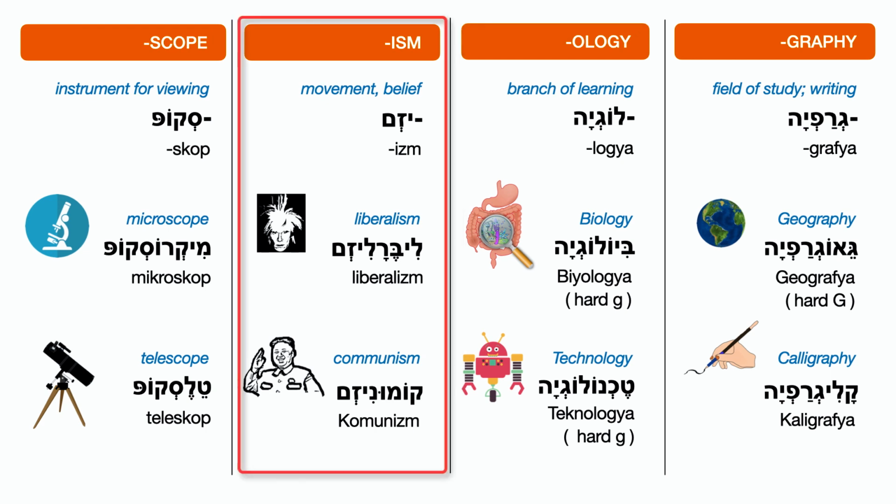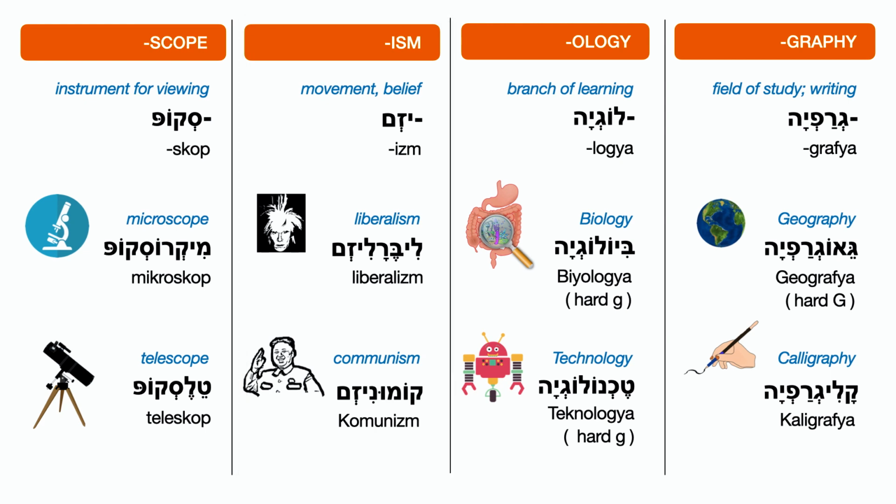Regarding the suffix ism, which refers to movements or beliefs, in Hebrew it is pronounced as ism. So to say liberalism, we say liberalisme. And to say communism, we say communisme.